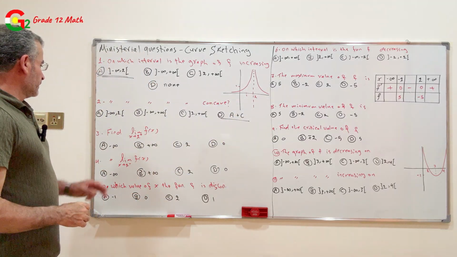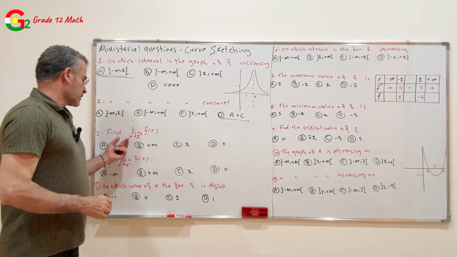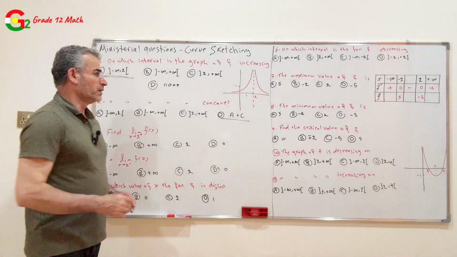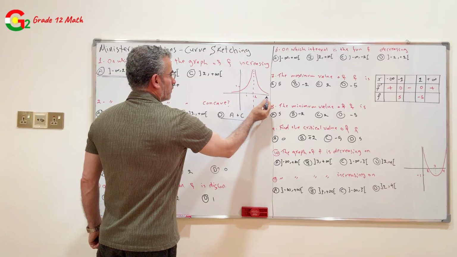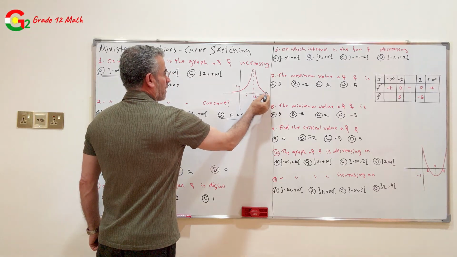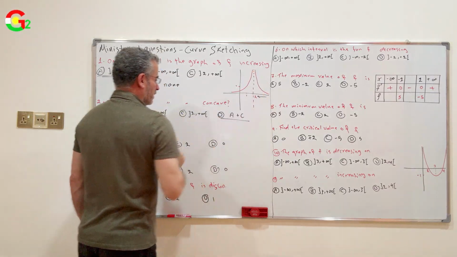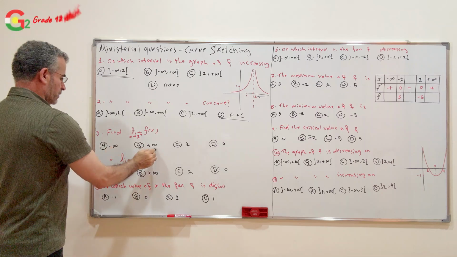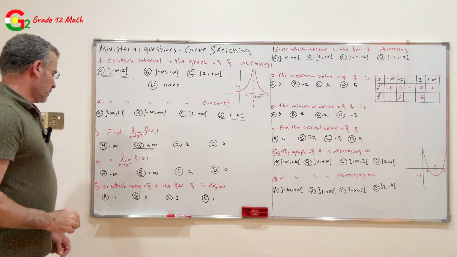Question number 3. Find the limit of f of x when x approaches 2 from the right. The graph of the function approaches positive infinity. Therefore, the right choice is B.